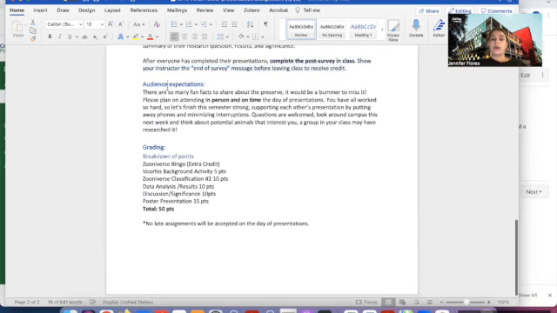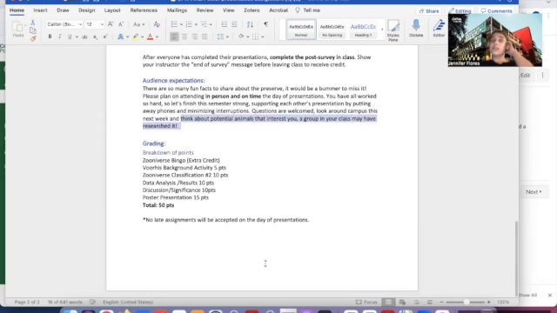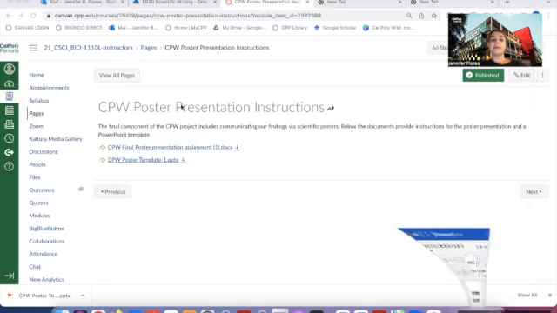And so audience expectations, this is just basically telling students to be there in person and on time, and questions are welcome. Look around campus this week and think about potential animals that interest you, because a group may have researched it. And so this is the grading breakdown of points, and no late assignments will be accepted on the day of presentations. So hopefully students can walk out the day of knowing their grade for Cal Poly Wild. As always, if you have any questions, feel free to email me.